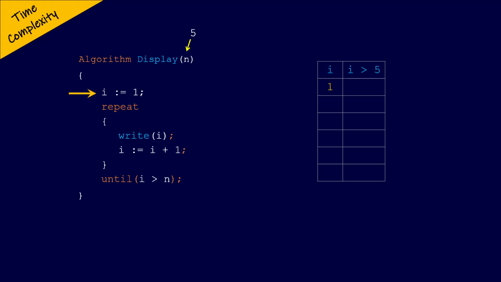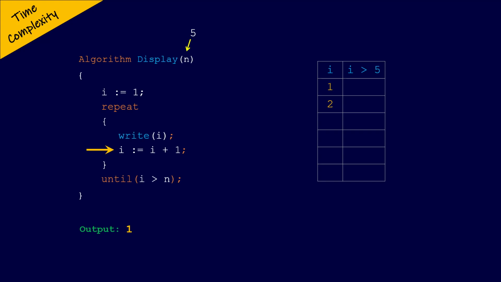Then in the next statement we have the repeat until loop. So the statements inside the repeat until loop will be executed. That is the statement that will output the value of I, which is 1. Then we have the next statement in the loop, that is I is assigned value I plus 1. The value of I is 1, and now after it is incremented, the value of I will be 2. So we will write the current value of I, that is 2, in the table.